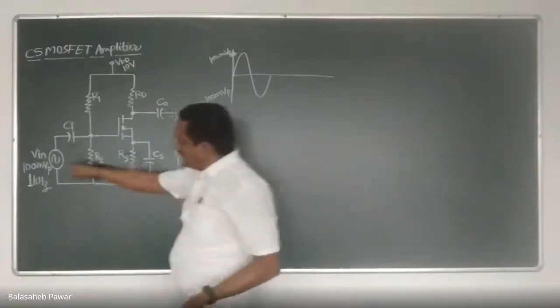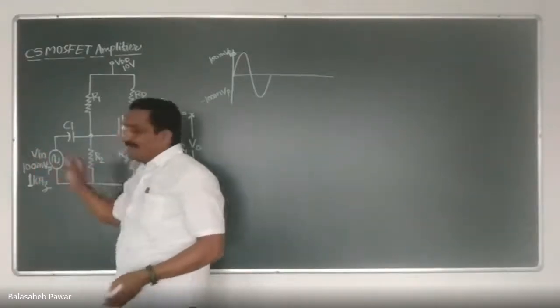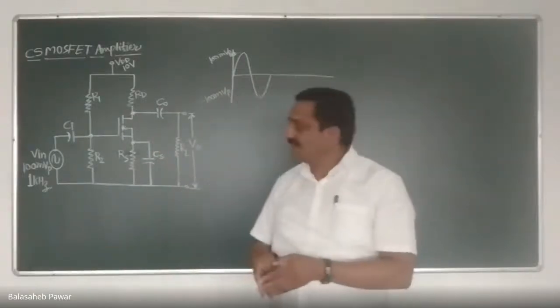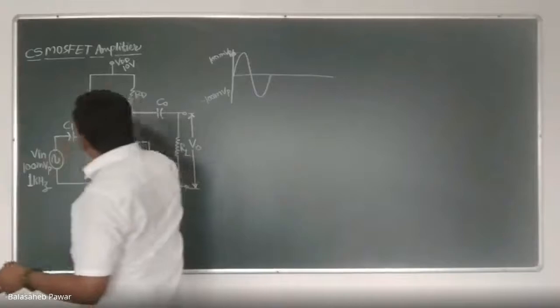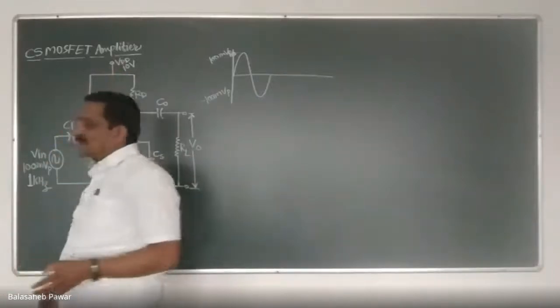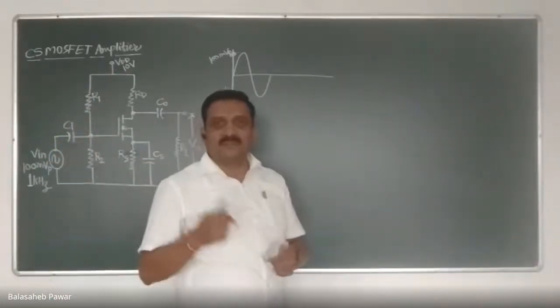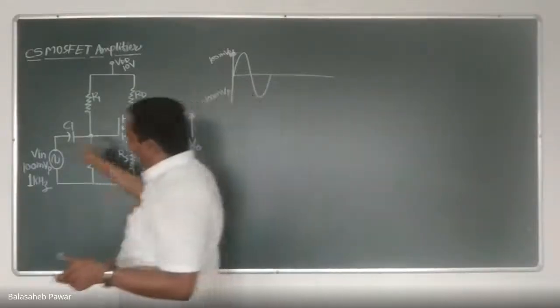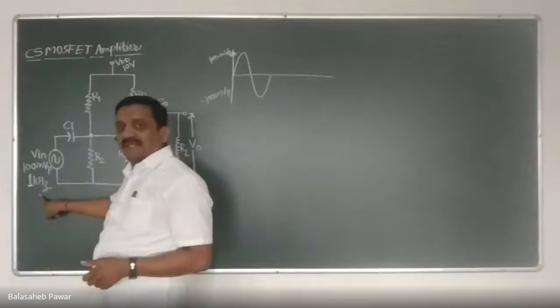And what is this Vin? This is the input time varying signal which we have to amplify, right? So don't mix these two. Whenever I ask what the input is, don't say VDD as 10 volt. The input is a 100 millivolt peak signal with 1 kilohertz frequency.